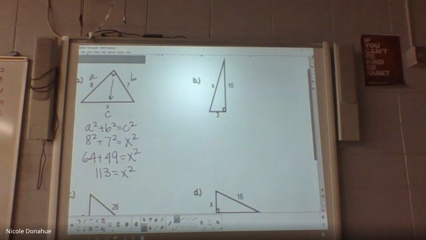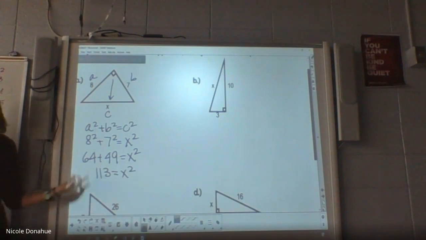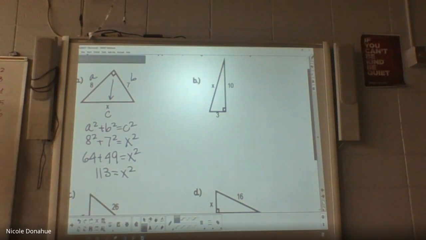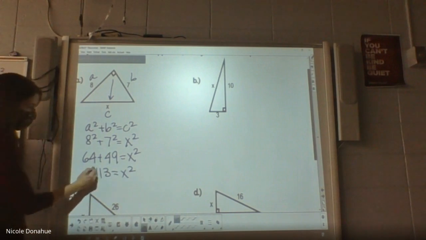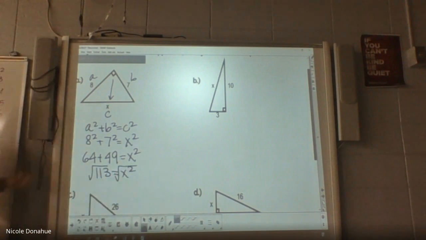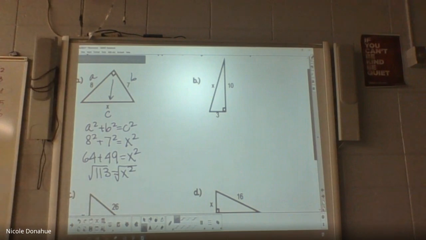So the length of X isn't 113 though. That would be way too long. I would hope you'd look at that and be like, whoa, that wouldn't even form a triangle, much less a right triangle. So in order to find the value of X, what do we need to do? Square root. So that's where that square root comes in. So I do the square root of 113, and that is going to be my x value.